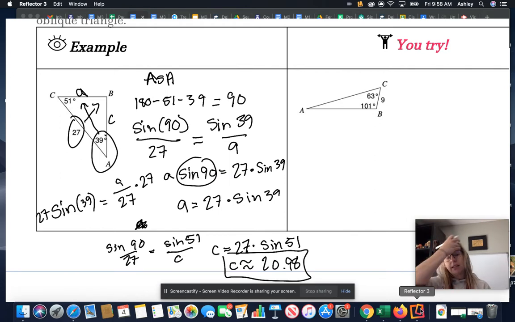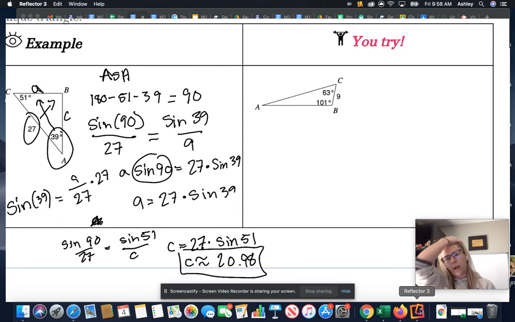Okay, once you have that side, because this is a right triangle, you could use the Pythagorean Theorem to solve for C, or you could use that law of sines we already set up and solve for side A. All right, give this one a shot.